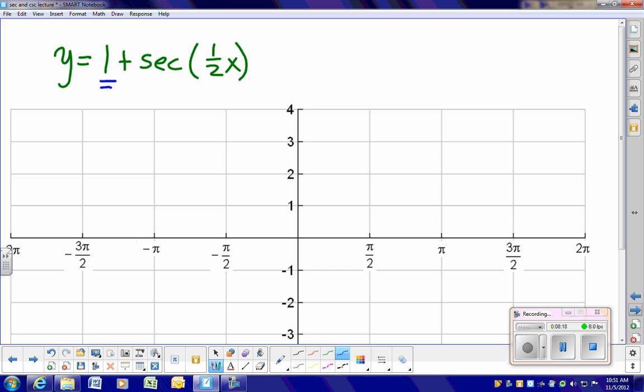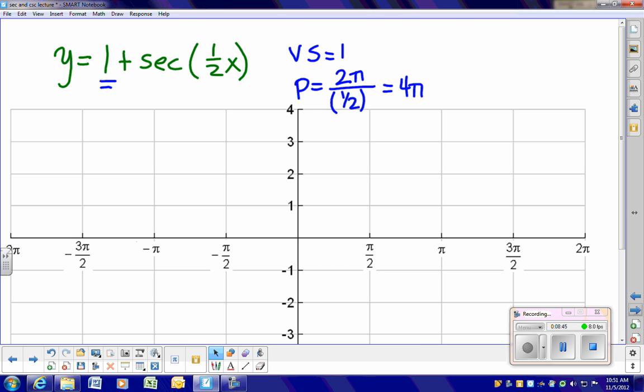That's a D value. So this is going to have a vertical shift of 1. The period, because secant and cosecant come from sine and cosine, is back to being 2 pi over b. Just the tangent ones that are weird. Tangent and cotangent. Okay, so 2 pi over b, in this case, is going to give us 4 pi. So it's going to be a stretched out graph, wider side to side than normal.